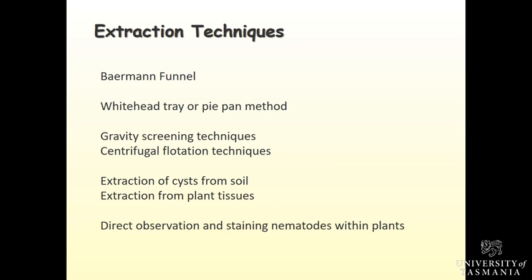Where those nematodes form cysts, so these are several millimeters across, you can actually float and sieve those out of soil samples. That's actually easier to detect than the free-living nematodes. Some of them, obviously, you can get directly from the plant tissues and then do direct staining.